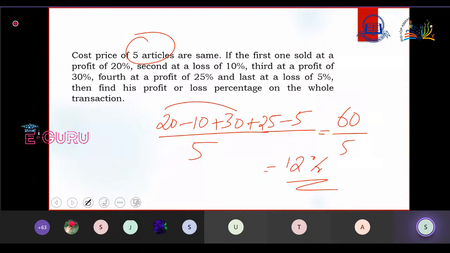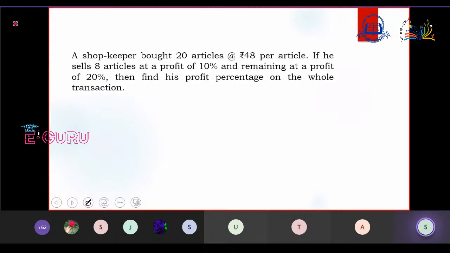So this rule is applicable when the cost prices are same. Okay, when the cost prices are same, we can apply this rule. We can add all the profit, we can subtract all the loss, then divide with the total transaction, you will get the overall profit or loss percentage. If the sign is negative, it is loss. If the sign is positive, it is profit. Next one. This is the application of the above discussed problem.